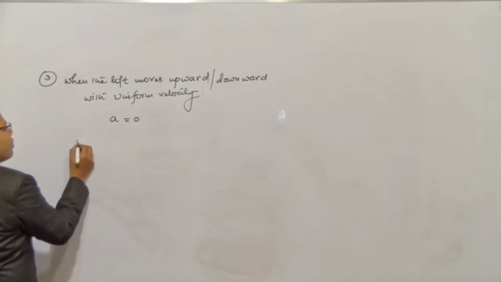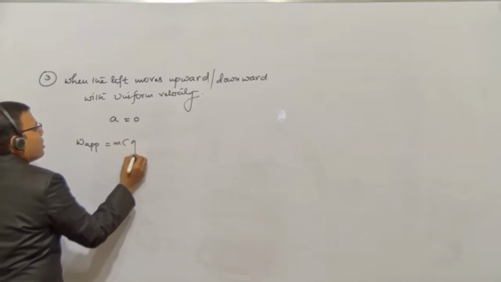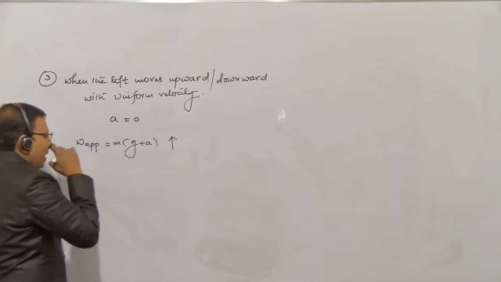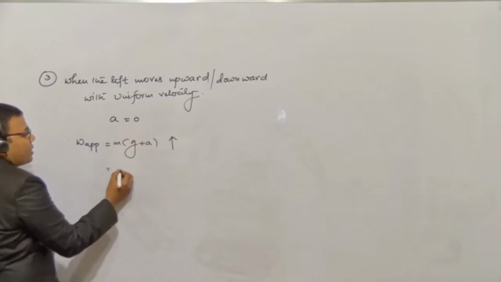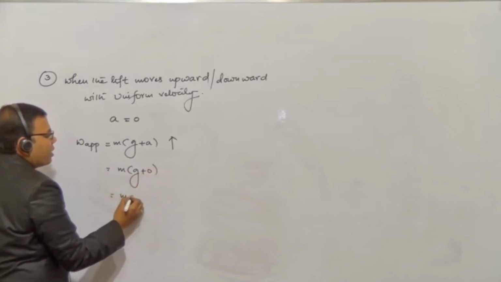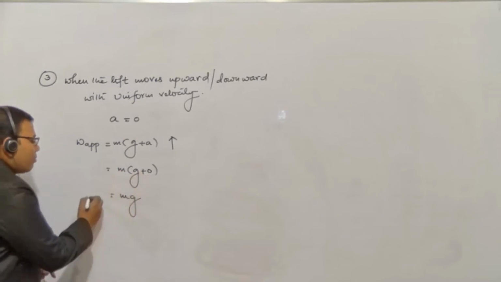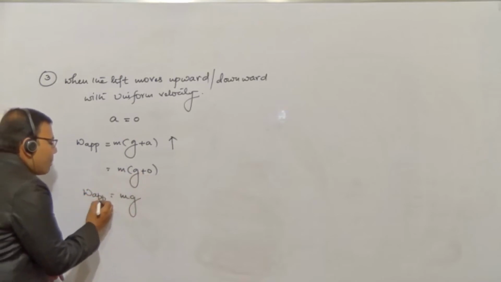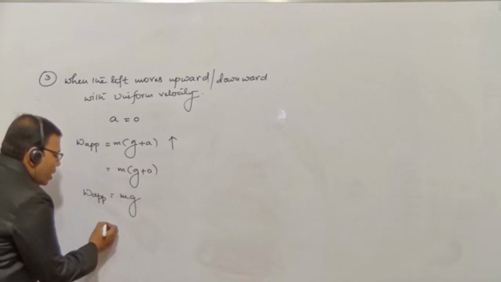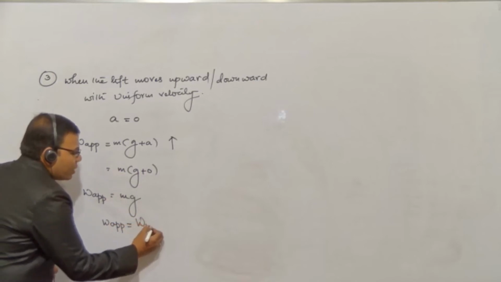So the formula for the apparent weight when it is moving upward is m into g plus a. What is the value for acceleration? Acceleration is 0, so m into g plus 0 gives you mg. So here the apparent weight is mg and the true weight is also mg. Therefore, I will write here that the apparent weight will be equal to the true weight.